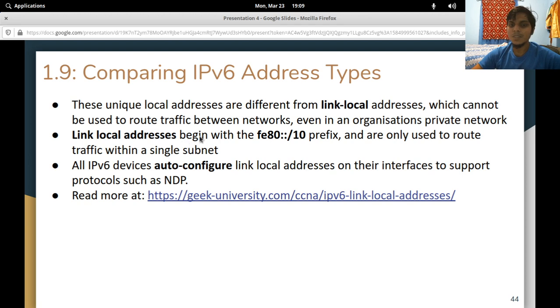So link local addresses begin with FE80::/10 and are only used to route traffic within a single subnet. So within one link, or within one subnet, or within one network. All IPv6 interfaces auto-configure link local addresses, and they use these addresses to support protocols such as NDP, which is the Neighbor Discovery Protocol. So basically, these are like automatically configured addresses, which they use to set up other addressing and other protocols and other functionality.